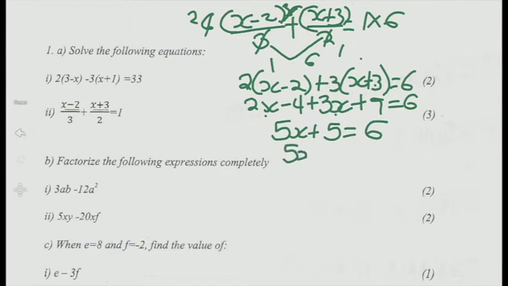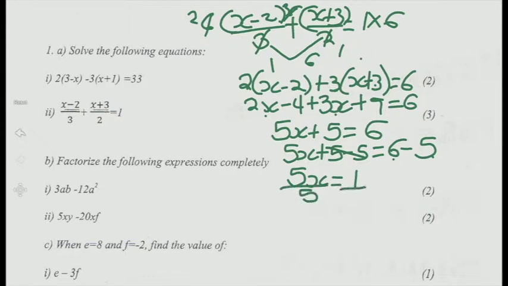So we have 5x plus 5 minus 5 is equals to 6 minus 5. We have subtracted 5 on the left. We have to subtract 5 on the right, leaving us with 5x is equals to 6 minus 5, which will give us 1, because here we have a 0. We divide this by 5. We divide here by 5. So the value of x, the 5 will cancel out. The value of x is 1 over 5.